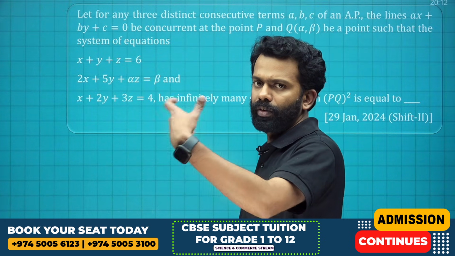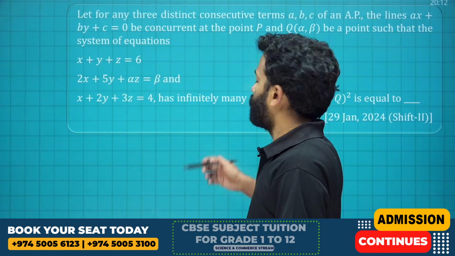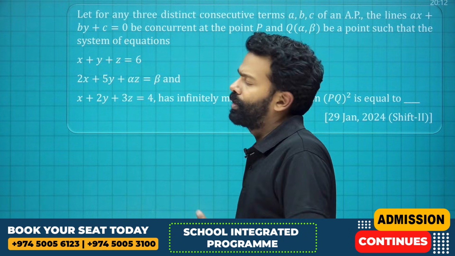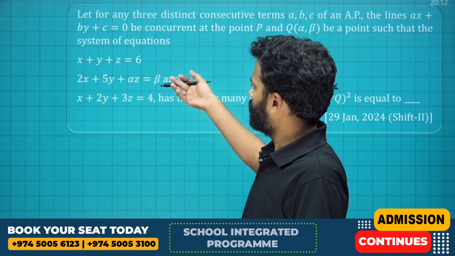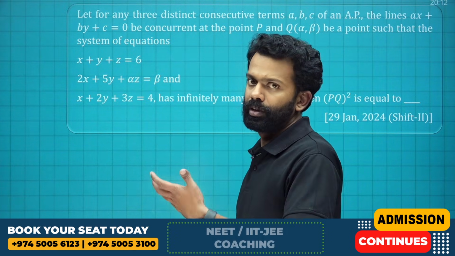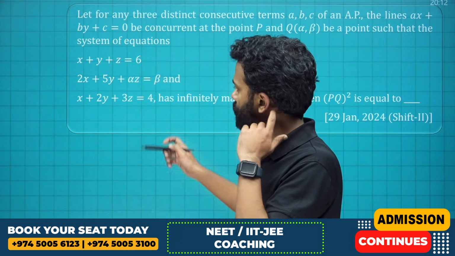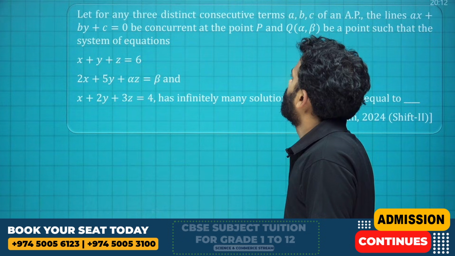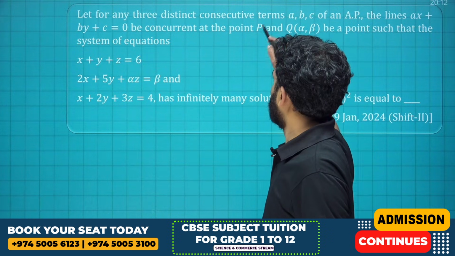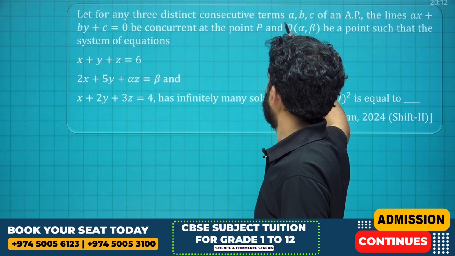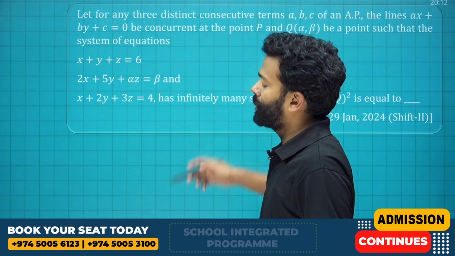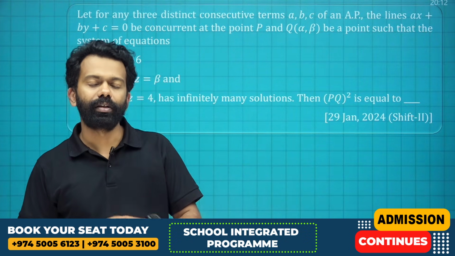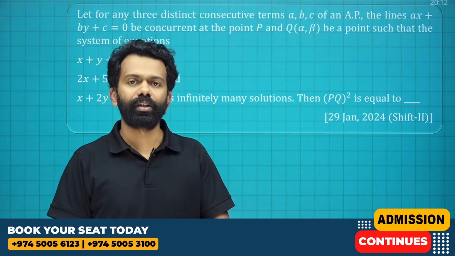That is the square of the distance between P and Q. To find Q, that's easy. You know how to do it. We have discussed a lot more questions based on that. We can use a technique which we have used, using the properties of determinants, to find the value of alpha and beta. But what will you do for this one? 3 distinct consecutive terms A, B, C of an AP, the lines Ax plus By plus C is equal to 0. Concurrent means 3 lines are passing through a single point.